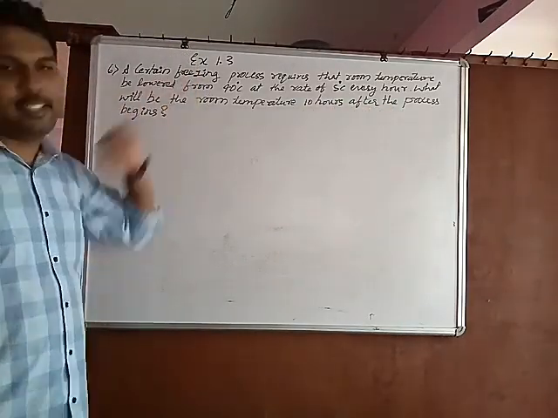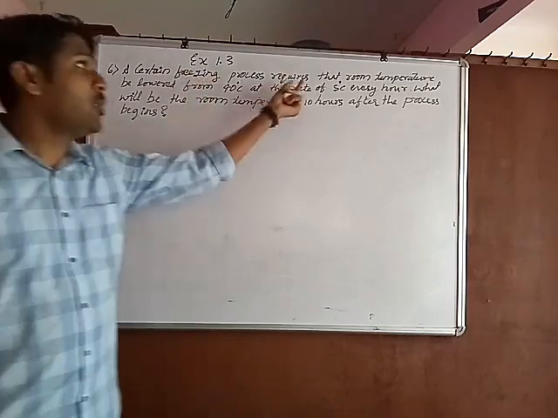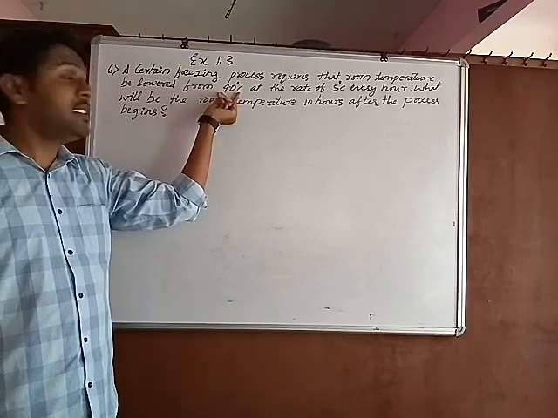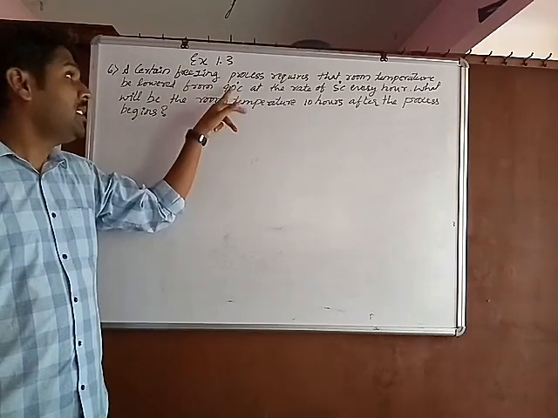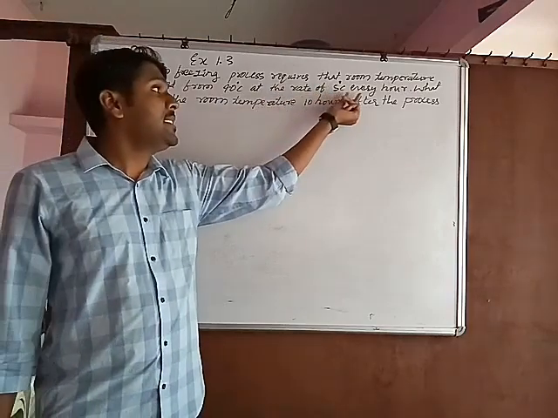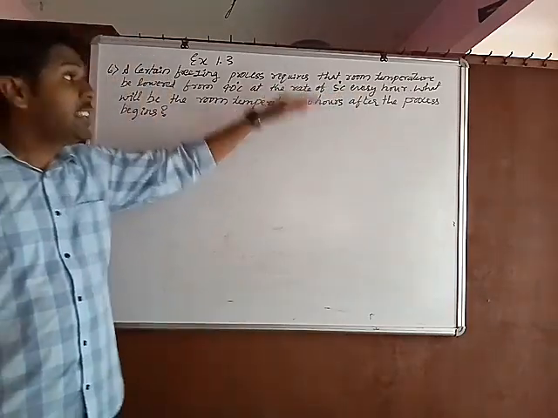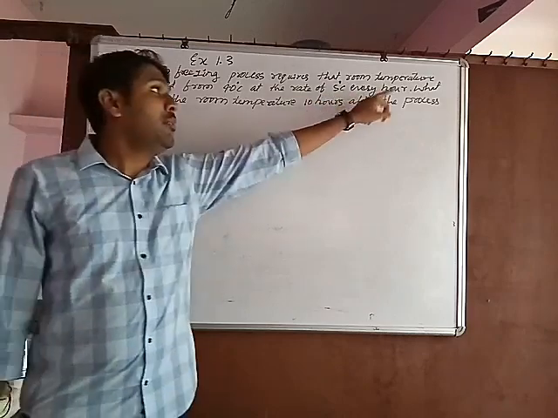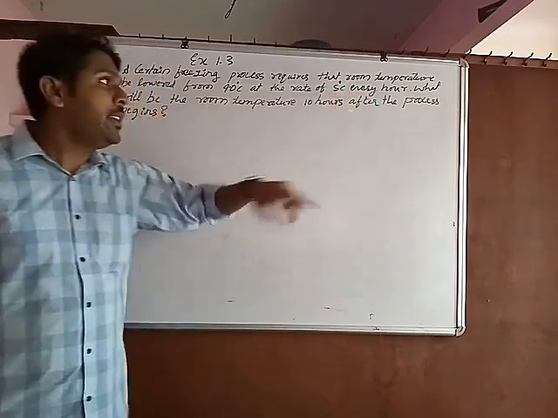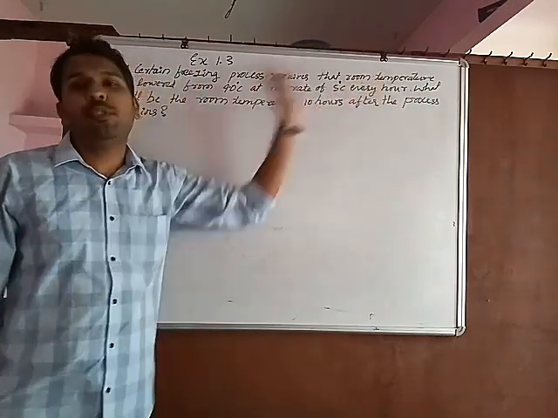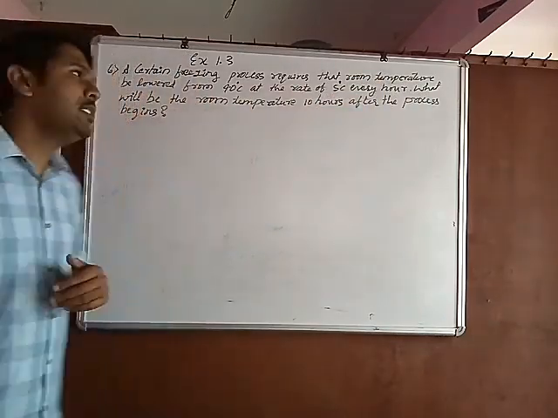Certain freezing process requires the room temperature be lowered from the present temperature, 40 degrees Celsius, at the rate of 5 degrees Celsius every hour. It goes on decreasing, that is dropping the temperature every hour. 5 degrees Celsius is dropping. What will be the room temperature 10 hours after the process begins? First, how to solve this one?